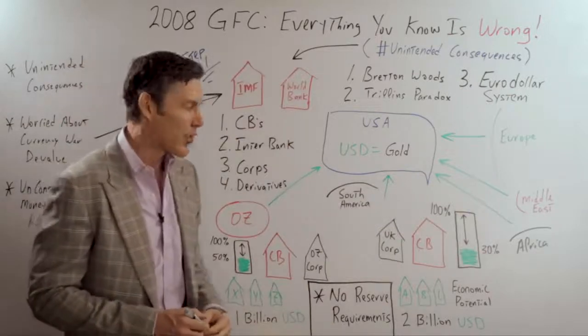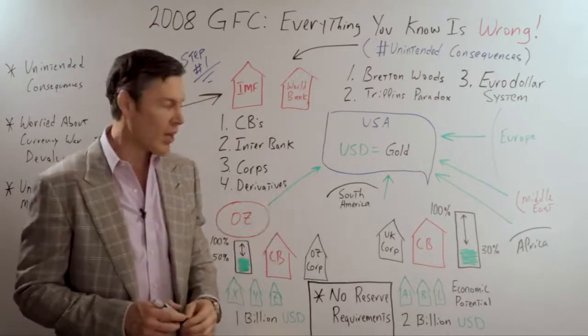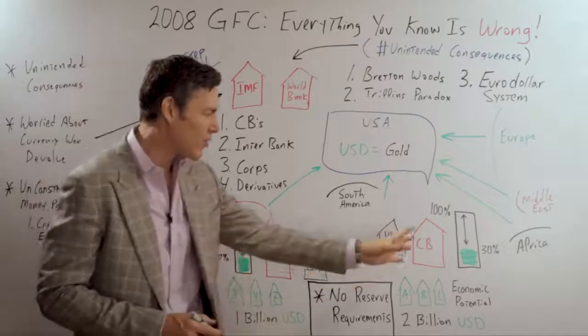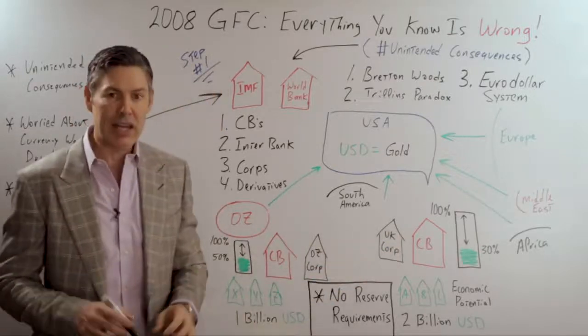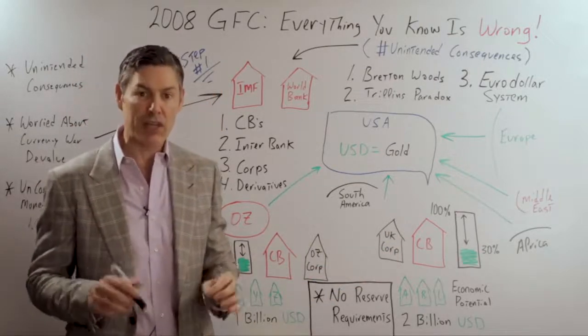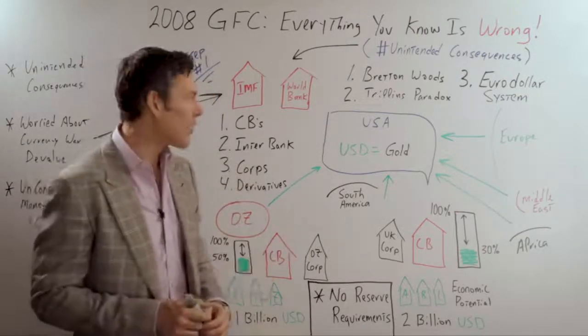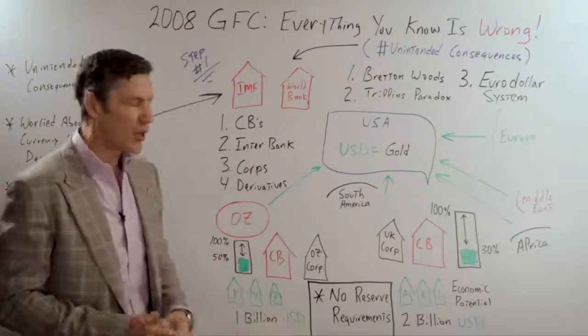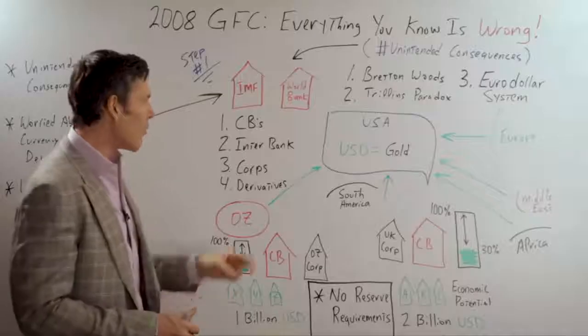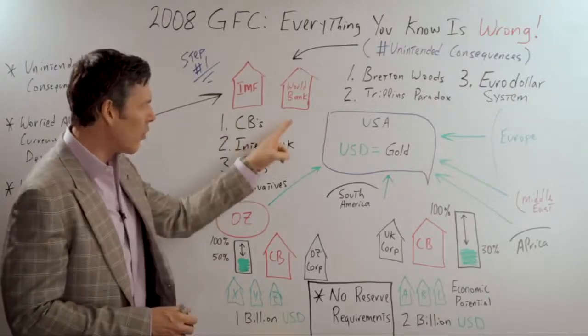The problem with that was twofold. First and foremost, a lot of these countries didn't like the fact that if they got into financial problems, they couldn't devalue their currency. What a problem that would be. So they came up with a solution. That was the IMF and the World Bank.